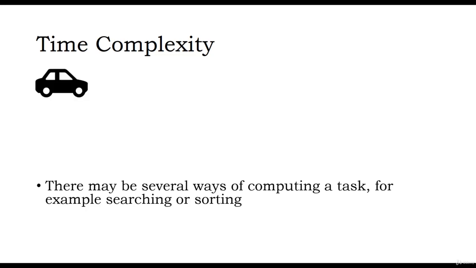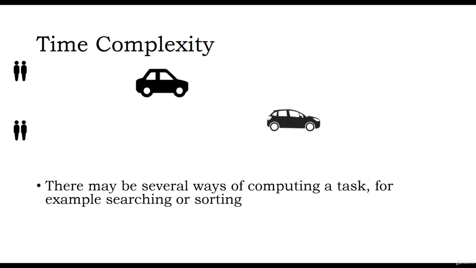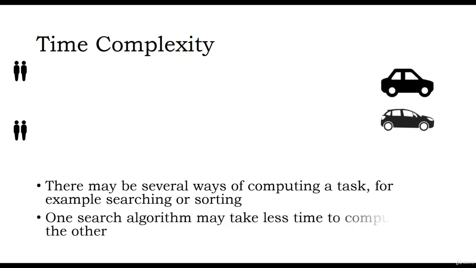Let us take a scenario of two cars as compared to the two algorithms we have for solving a problem. Now assume that in both the cars we have two people sitting. If both the cars travel from origin to the destination, one car may take less time to reach than the other. In the same way, one search algorithm may take less time to compute than the other search algorithm.